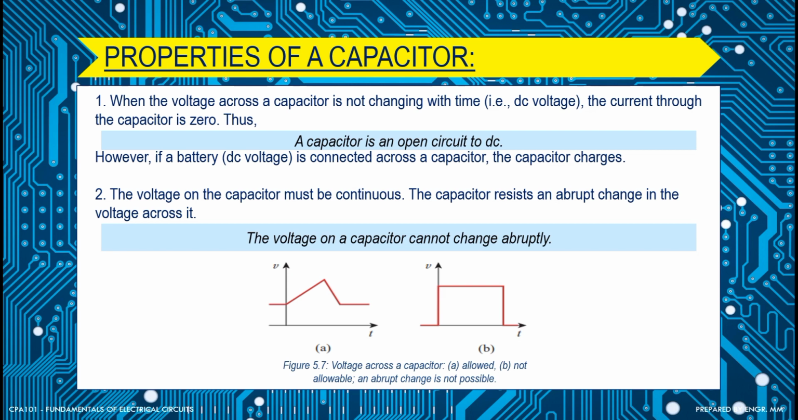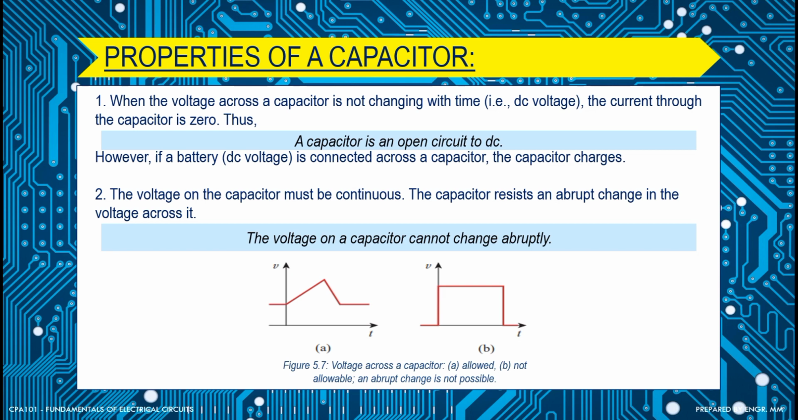As you can see here in the figure, for the voltage across a capacitor, the first figure, letter A, is allowed, or it can happen. This is a gradual increase and gradual decrease of voltage. But the second figure is not allowable because an abrupt change is not possible.